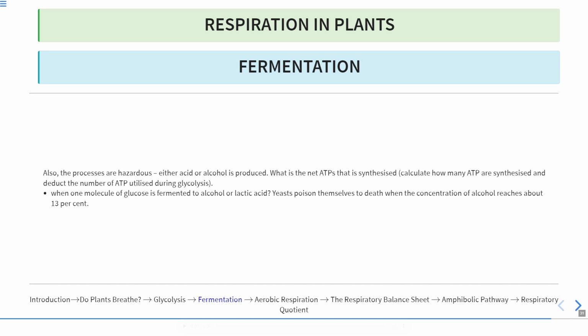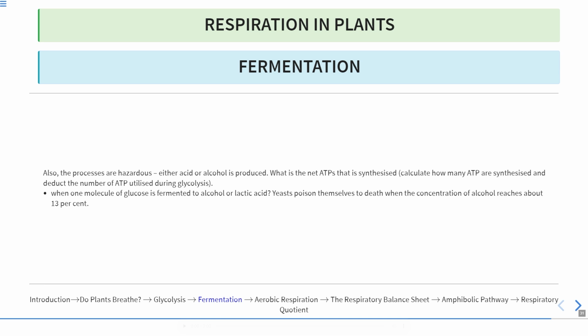Now, the processes are hazardous. Either acid or alcohol is produced. It is not good. So what is the net ATP that is synthesized? Calculate how many ATP are synthesized and deduct the number of ATP utilized during glycolysis. So this we have already done.